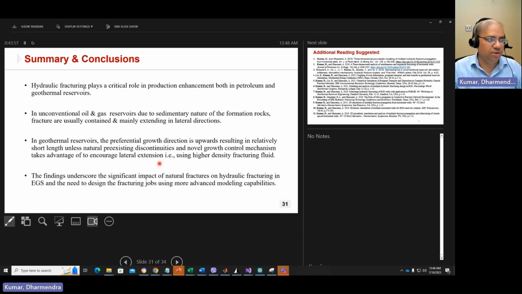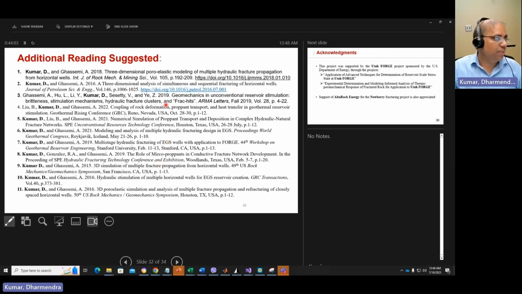Most of these techniques which have been used in oil and gas, they can be transferred and modified for geothermal stimulation too. So this is my conclusion.